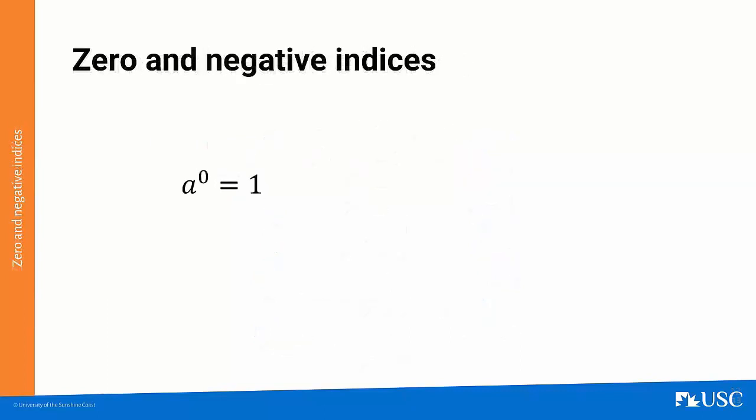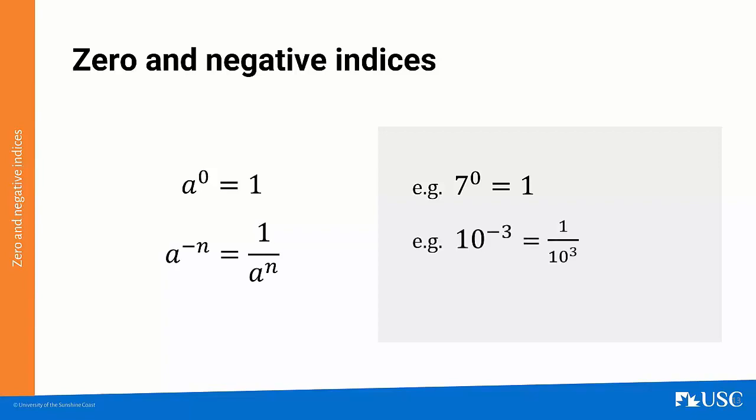Now this will work for any base, so we can generalize that and say a to the power of 0 is 1. For example, 7 to the power of 0 is 1. And a to the negative n is 1 over a to the n. For example, 10 to the negative 3 is 1 over 10 to the 3.